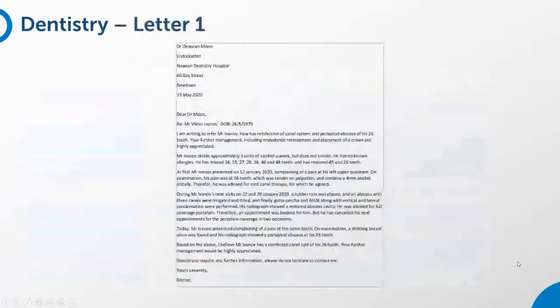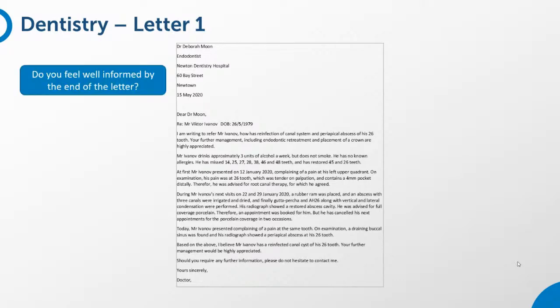So here is the first letter, which was submitted by Ali. And I want you to take a couple of minutes to read it. If you haven't seen the case notes before today, try to put yourself in the reader's shoes and then let me know in the chat box to say if you feel well informed by the end of the letter or you're left with some questions. So do you think this letter gives you good coverage of the most important parts of the case notes, or you would be left with some questions at the end?